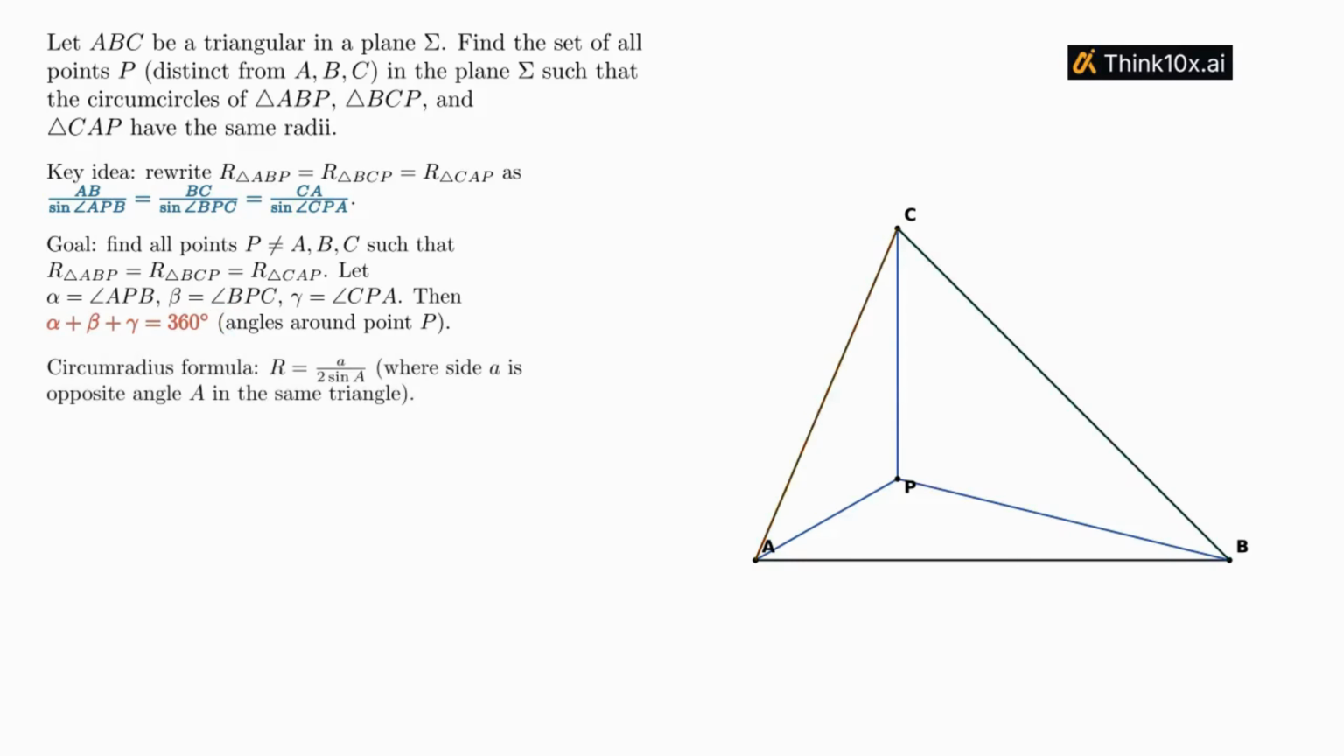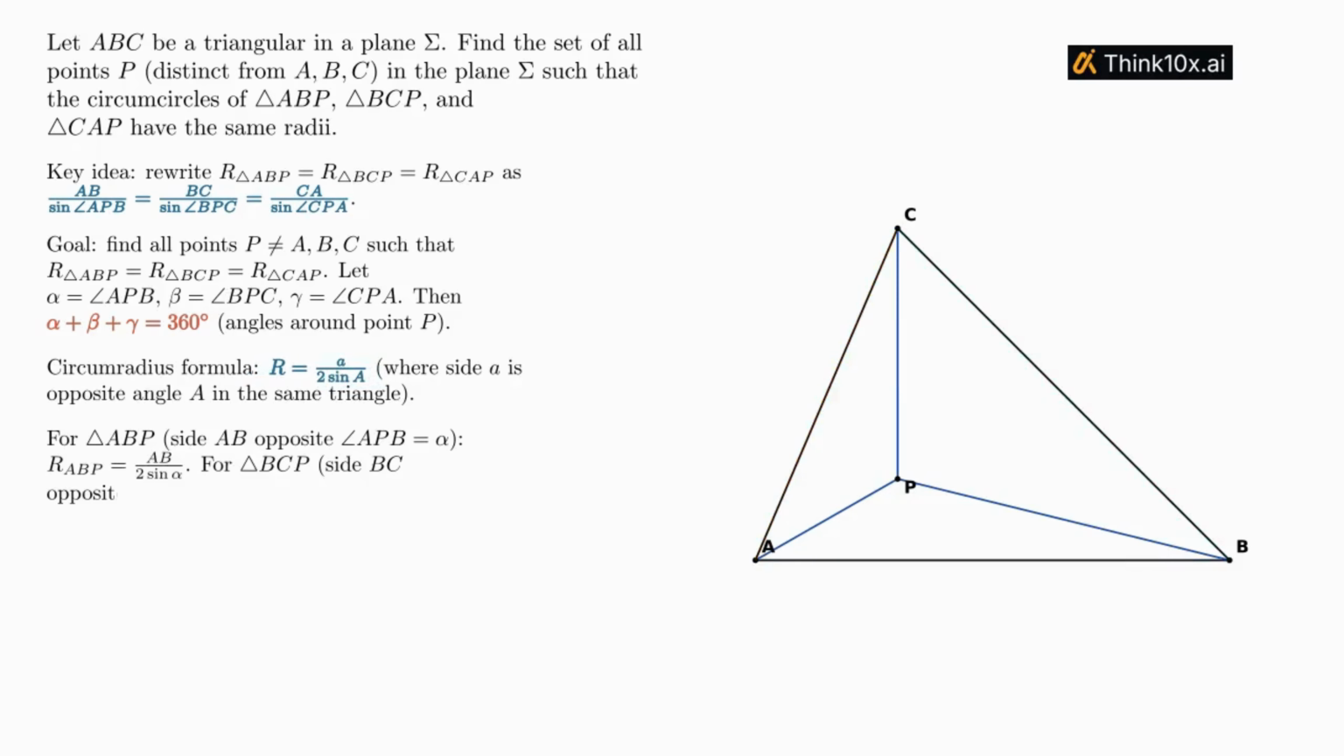Now we use the extended law of sines, which gives a triangle's circumradius from any one side and its opposite angle. This is the right tool because in triangles ABP, BCP, and CAP, the sides AB, BC, and CA are fixed, and the opposite angles are exactly the angles at P we just named. So equal circumradii will turn into equal side over sine expressions. This formula converts a circumradius condition into a relationship between a side and the sine of the opposite angle.